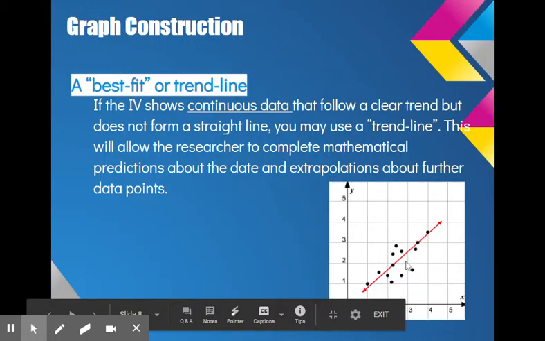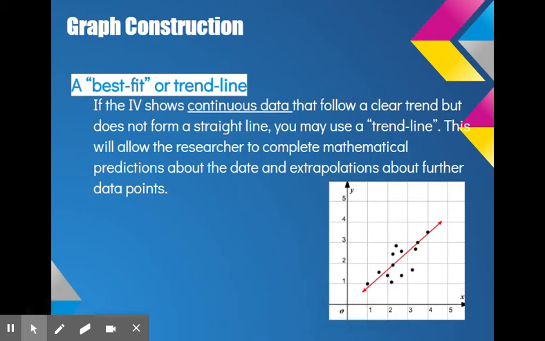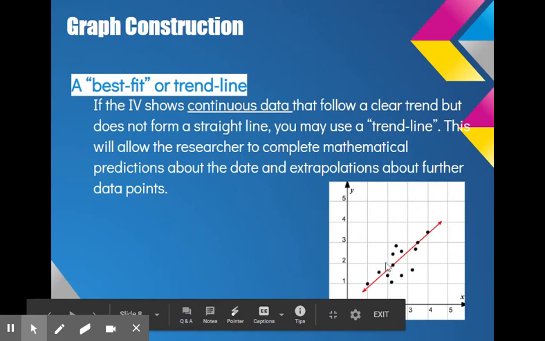Now, sometimes you'll have data that is continuous, but you need an actual mathematic formula or some more specific data to calculate. So you'll use a line of best fit. If the data is continuous and you need to make extrapolations or predictions, you'll need to get the line, or the equation of the line. So you'll do a line of best fit or a trend line that basically represents all of the data points. And at that point, you can do mathematic calculations.